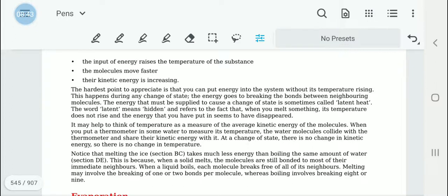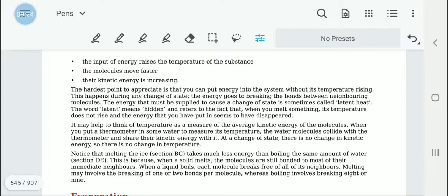This energy is used to break the bonds between the neighboring molecules. Latent means hidden. It is used to break up the bonds, but not to do something that is apparent, because that energy seems to disappear.